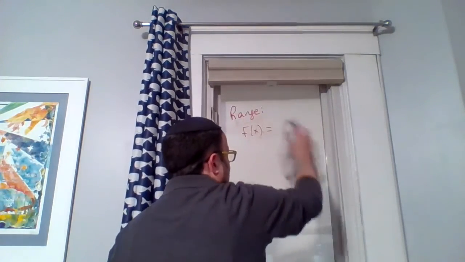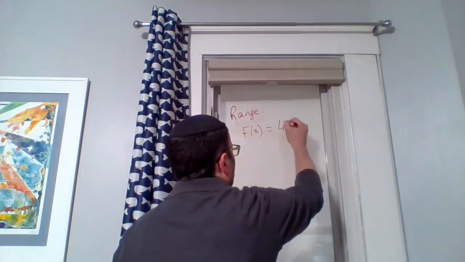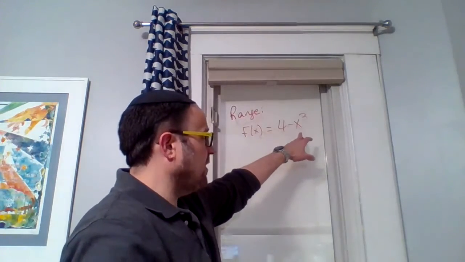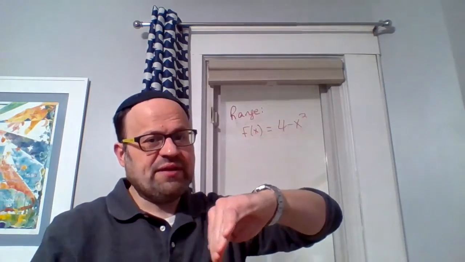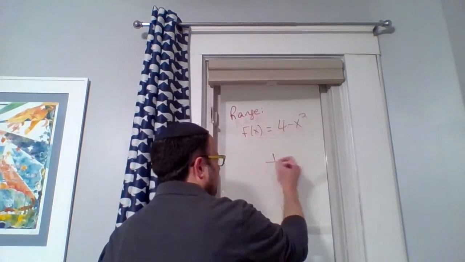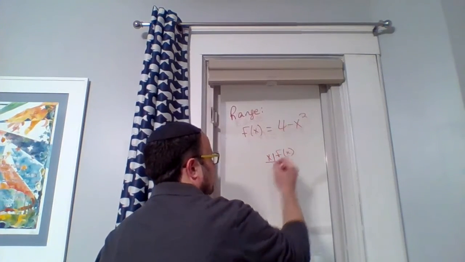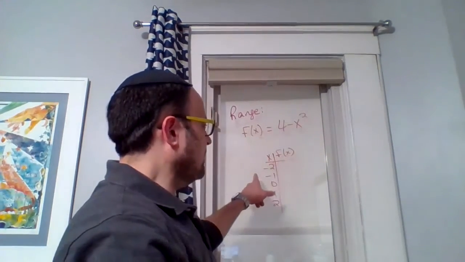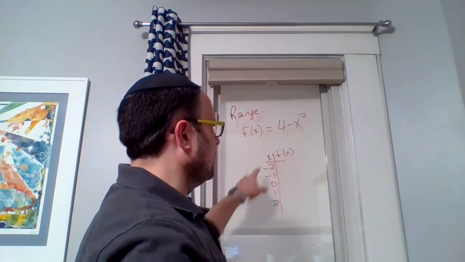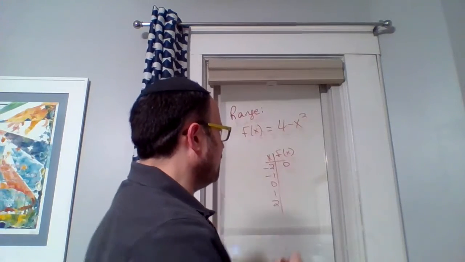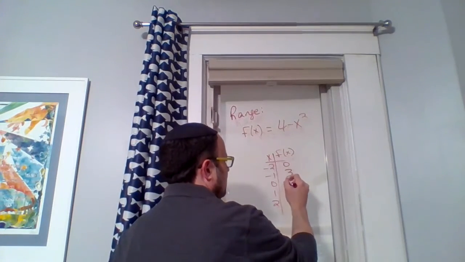I can try a different problem. Let's say I do 4 minus x squared. What's the range? Well, x squared starts at 0 and goes up to infinity. Right? Just like we said. But I want 4 minus that. So what's my pattern going to be? If x is -2, -1, 0, 1, 2... Well, if x is -2, -2 squared is 4. 4 minus 4 is 0. Do the same thing for -1 and 0.